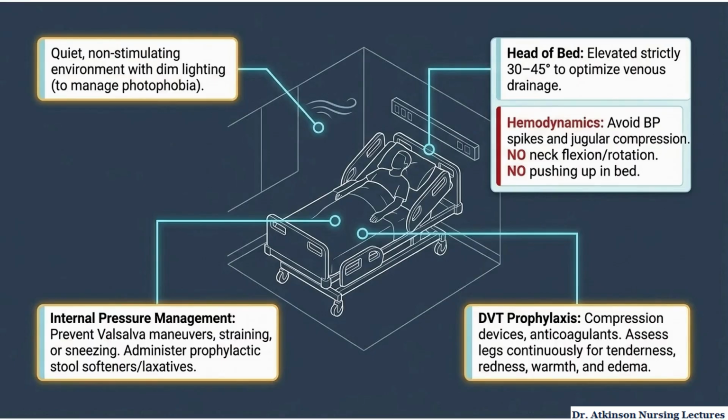Now let's look at the nursing environment and supportive care setup for hemorrhagic stroke patients. These patients need a calm, low-stimulation environment. Dim lighting and reduced noise can help manage headache, photophobia, and neurologic stress. Head-of-bed positioning is also extremely important. We usually keep the HOB elevated about 30 to 45 degrees to help promote venous drainage and reduce intracranial pressure.